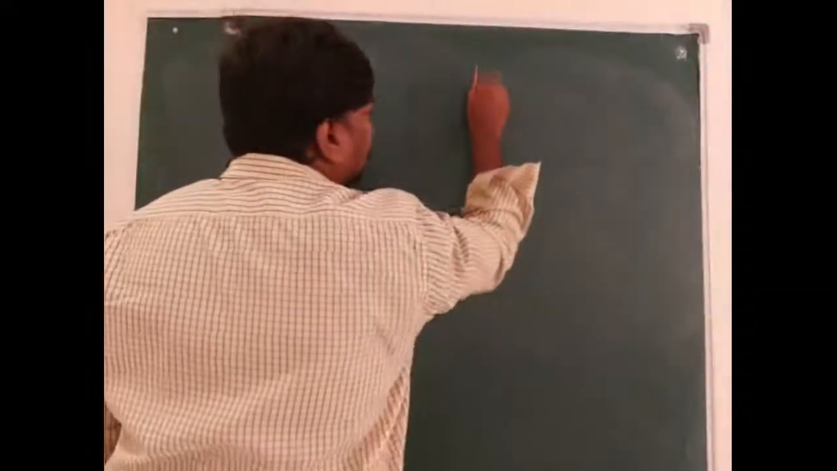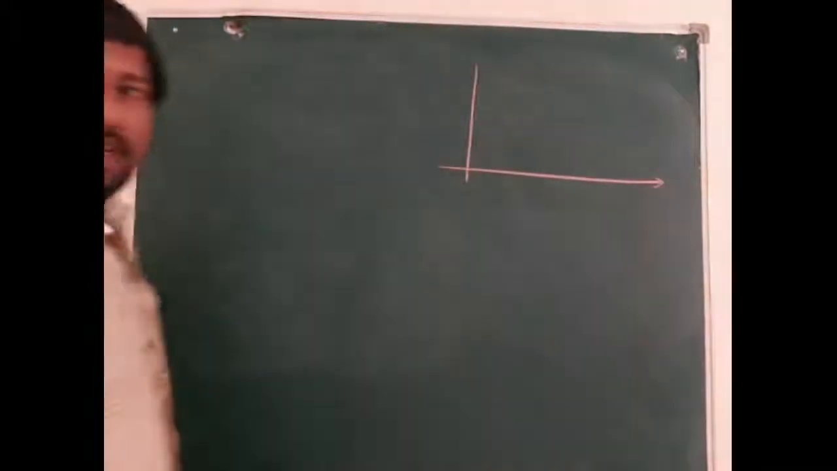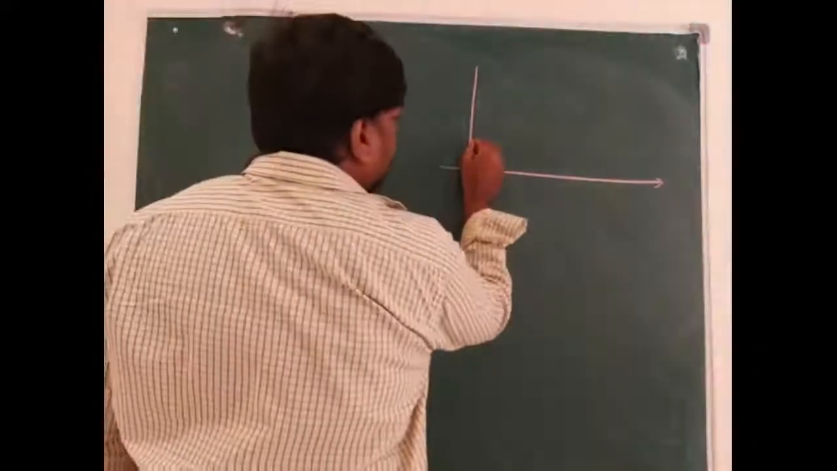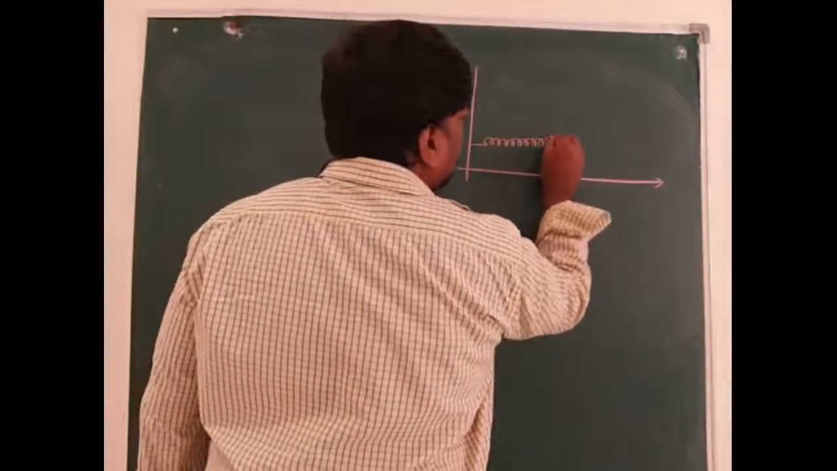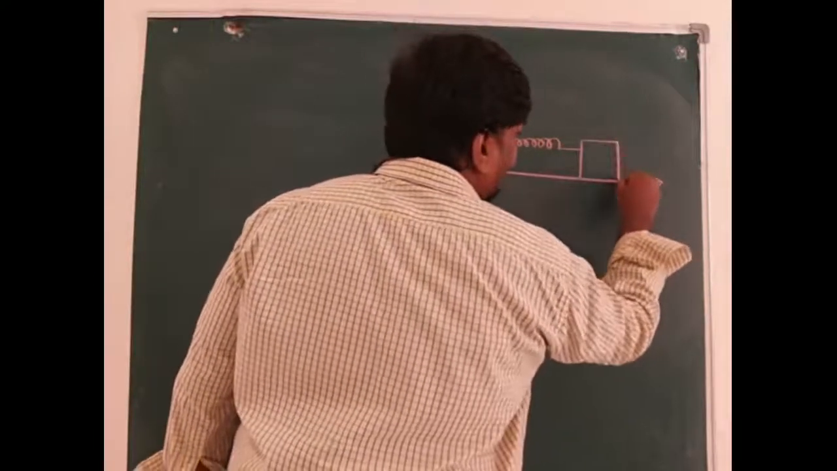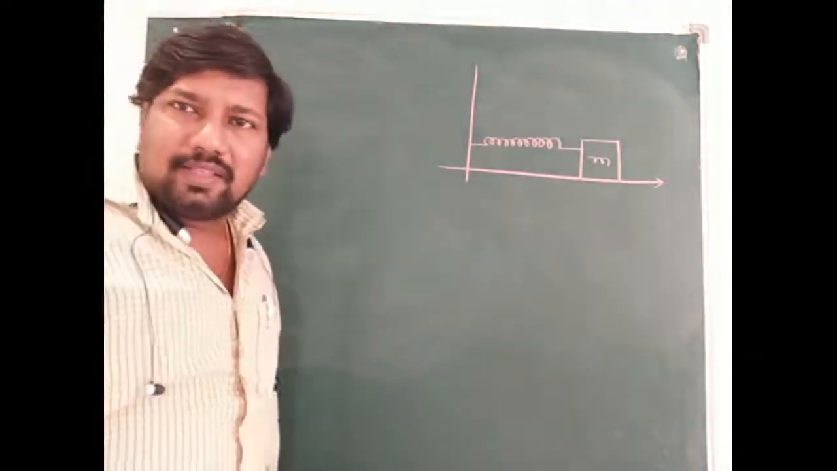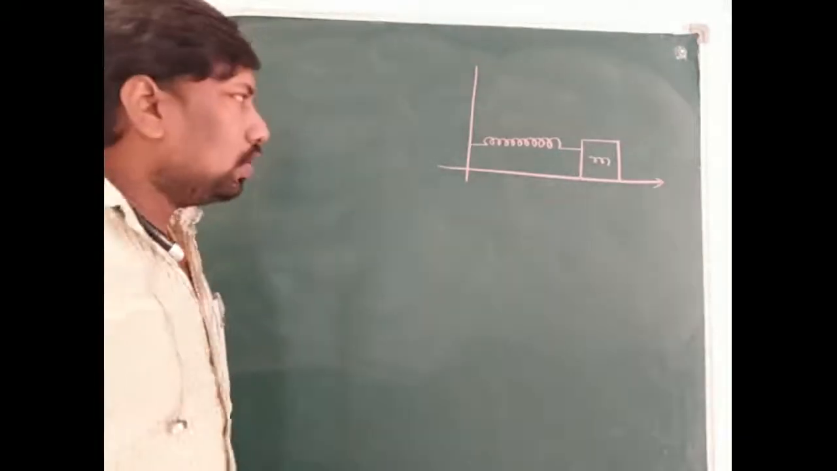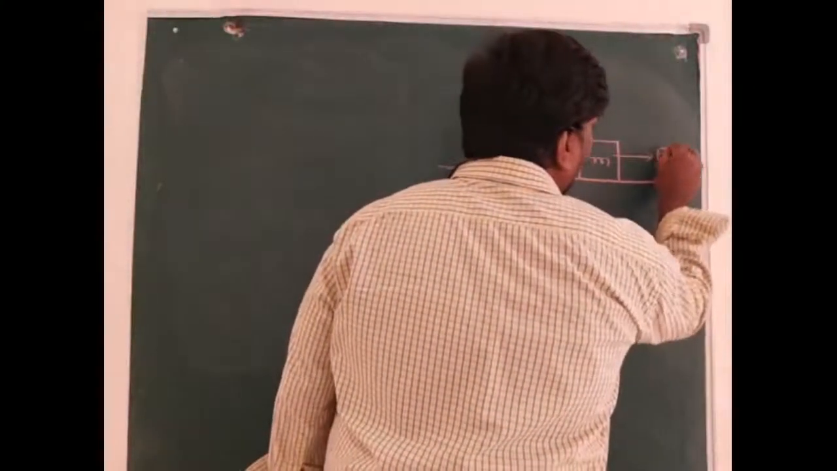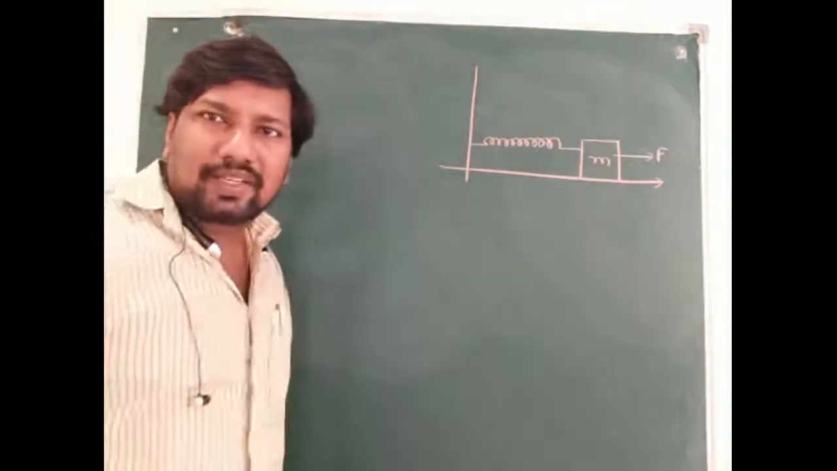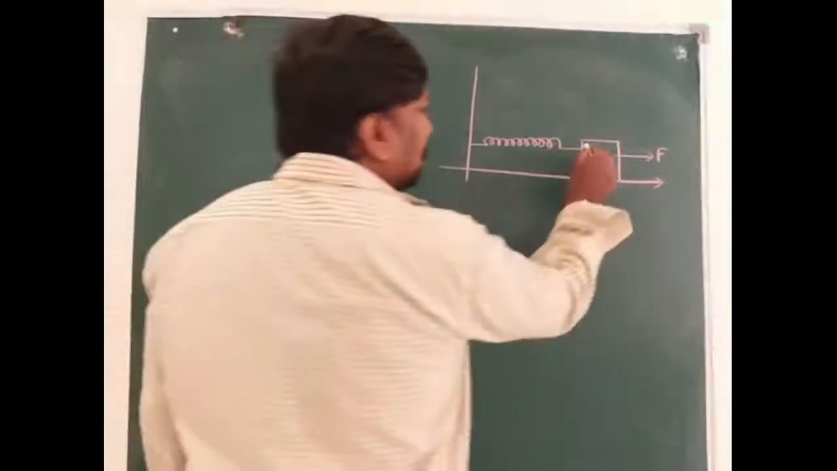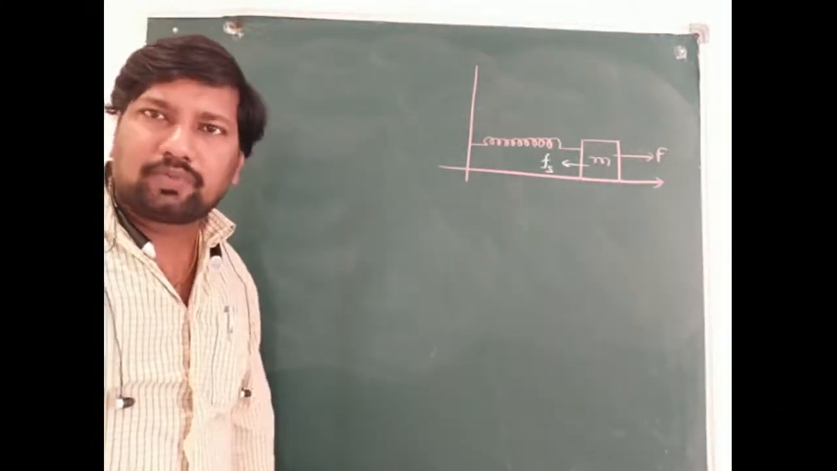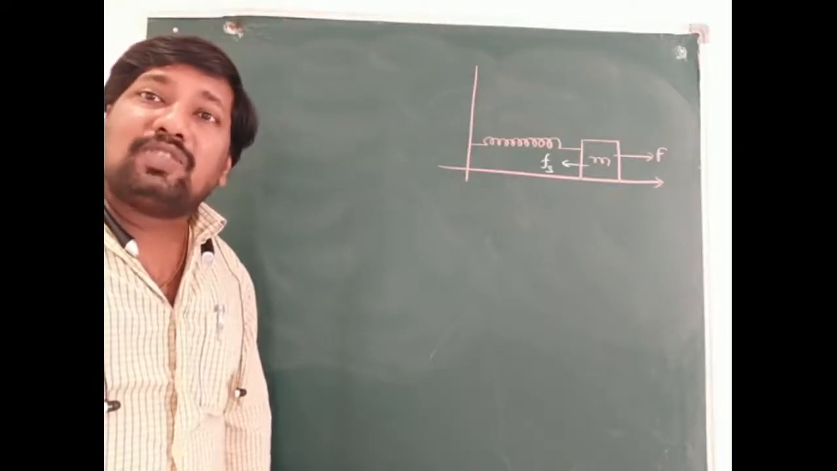So here, this is the smooth horizontal surface. The block is attached to one end of this spring. The other end of the spring is attached to the rigid support. Now a constant force acts on the block in the forward direction, but the spring force is in the opposite direction of the applied pulling force. Now we can find out the maximum speed of the block.